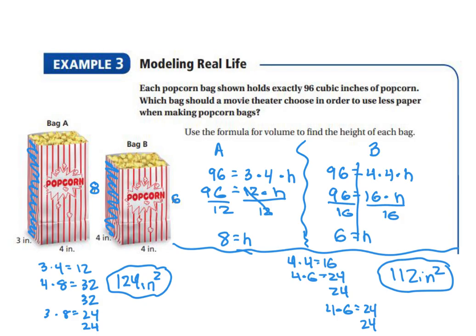So even though both of these bags have the exact same volume, you will get the same amount of popcorn from each of these bags. The one that has the square base, 4 inches by 4 inches, is actually going to use less paper and therefore be cheaper to produce.